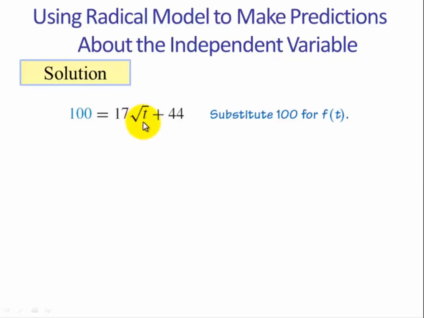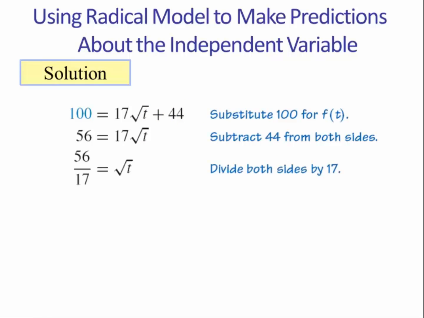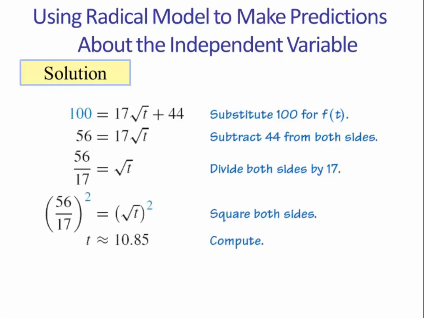We're going to solve for t. Our first step is to subtract the 44. We get 56 equals 17 times the square root of t. Next we divide by 17. Next, to cancel out the square root, we square both sides. And approximating 56 divided by 17, squared, we get t is approximately equal to 10.85.